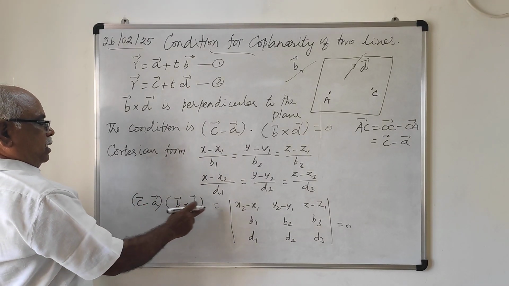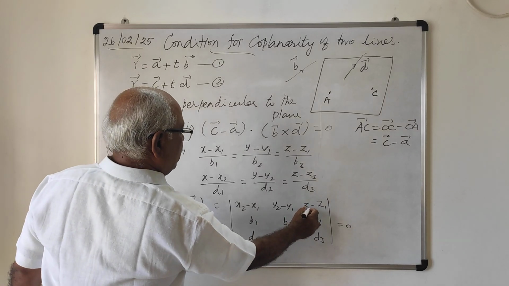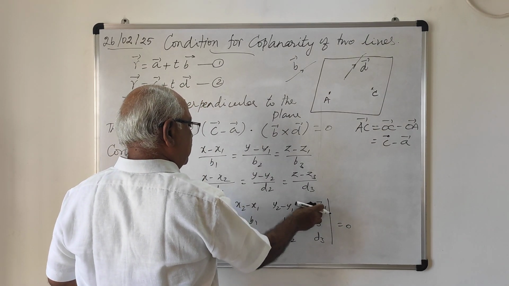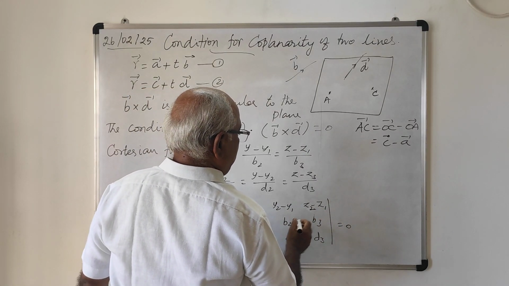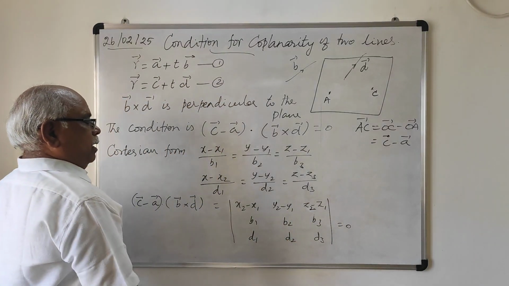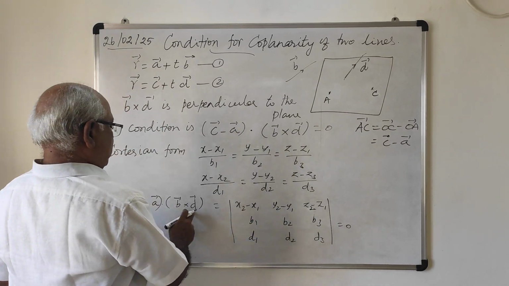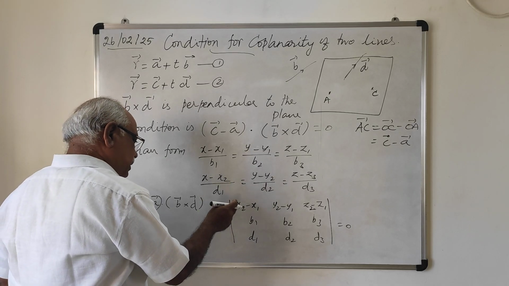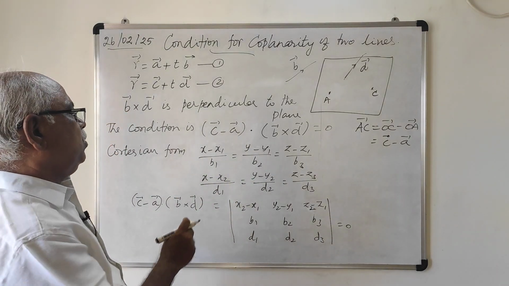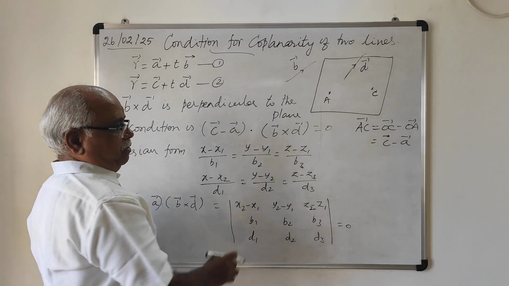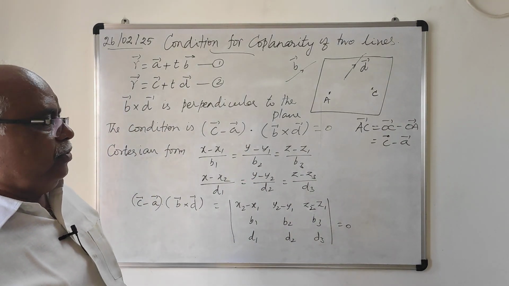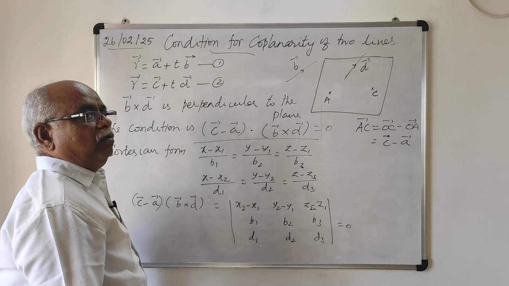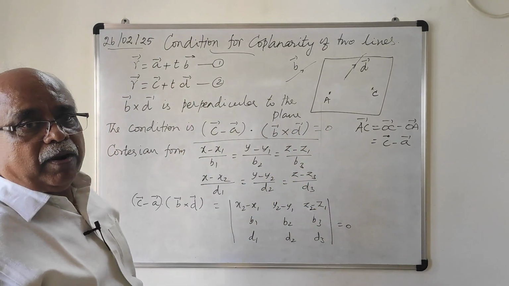The determinant with rows (x2 minus x1, y2 minus y1, z2 minus z1), (b1, b2, b3) and (d1, d2, d3) equals 0. This is the condition for the Cartesian form of the equation. The two lines are given in Cartesian form, and the condition is that the determinant value is 0, and (C minus A) dot (B cross D) equal to 0 is the vector form. That's all about the idea of coplanarity of two lines.